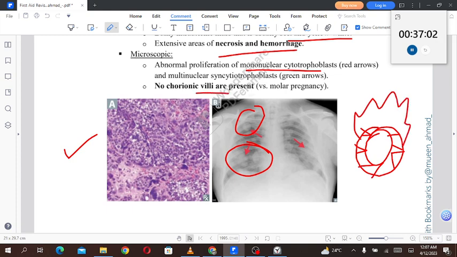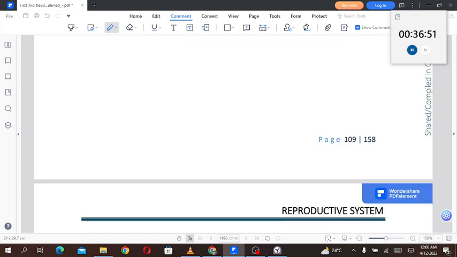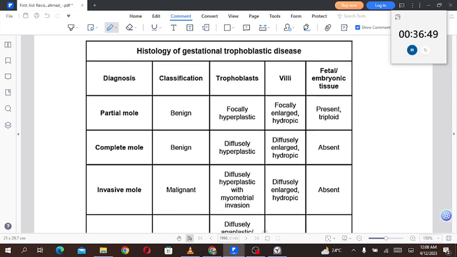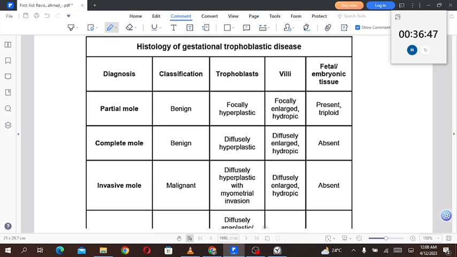No chorionic villi are present, versus the molar pregnancy where the chorionic villi are present and they are also admixtures. So in the case of a choriocarcinoma, the chorionic villi will not be present. You must differentiate that choriocarcinoma from the molar pregnancy. Moving forward, we have histology of the gestational trophoblastic disease.